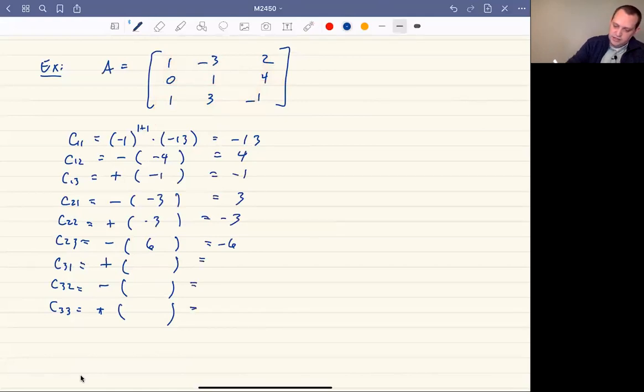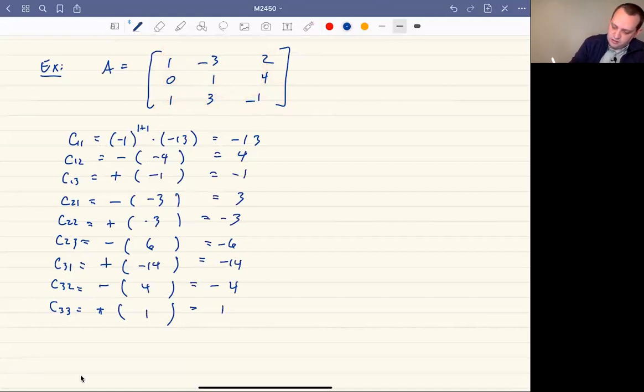And then C31, the determinant is negative 12 minus 2, which is negative 14. C32, we get 4 minus 0, so that's 4, so altogether negative 4. And finally C33, we have 1 minus 0, so 1. Okay, and now we're almost there.